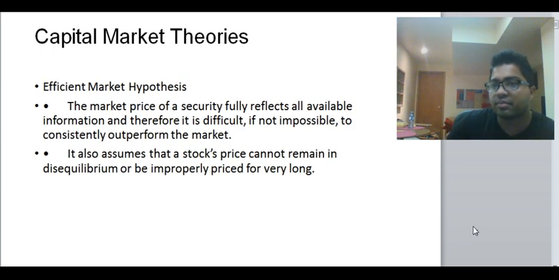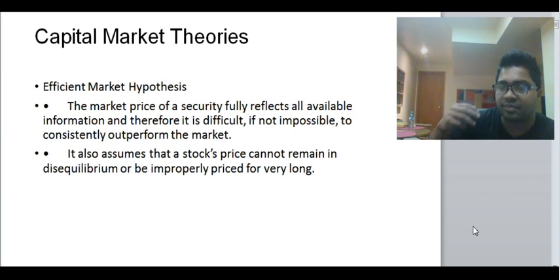Now there are different market theories. The first market theory is the efficient market hypothesis. The efficient market hypothesis says prices reflect everything. So if there is good news about a stock, the prices will go up, reflecting that. If there is some bad news, prices will go down.